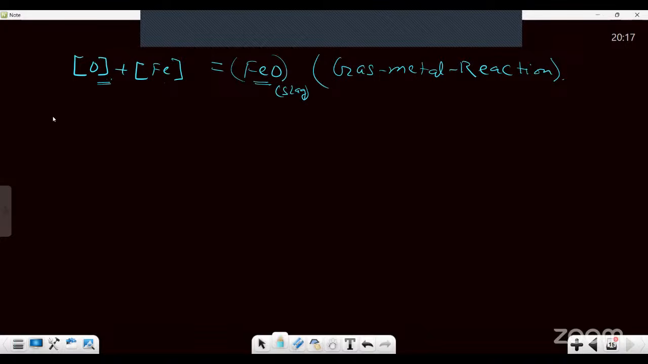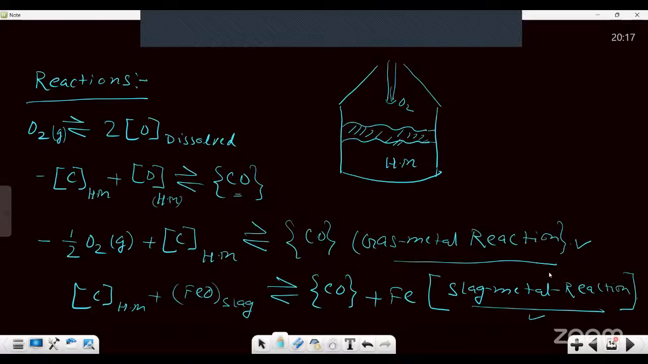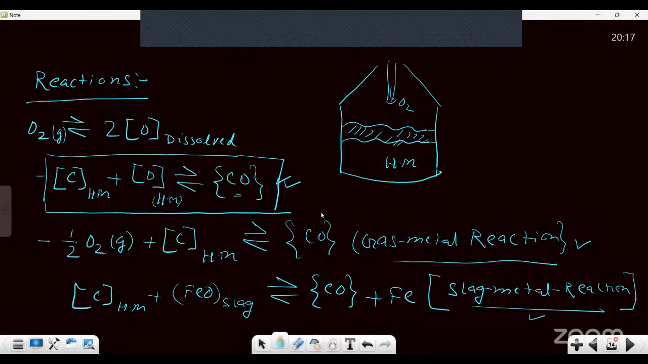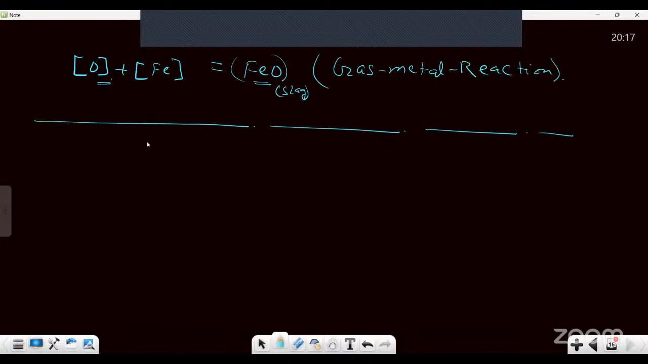Now we will see one interesting thing. Out of all these reactions, I will ask you to focus mainly on this reaction. Carbon is taking up the oxygen and getting converted to CO. Right? Now, if we just focus on this reaction, that is carbon taking up the oxygen and getting converted to CO.